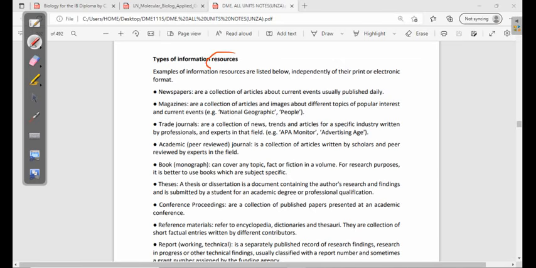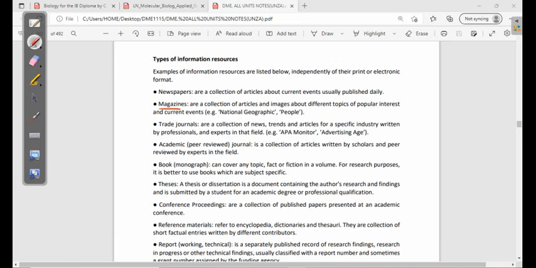So the types of information resource, we can talk of a newspaper. A newspaper is simply a collection of articles about current events which have been published, and these are published daily. We can talk of magazines. These are also information resources, and these are a collection of articles and images on different topics of popular interest and current events. And you can also talk about trade journals.